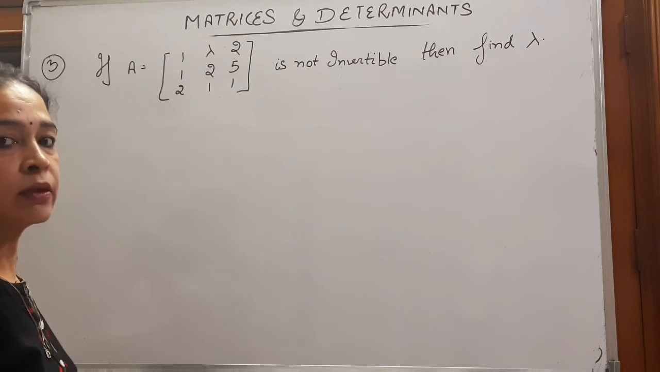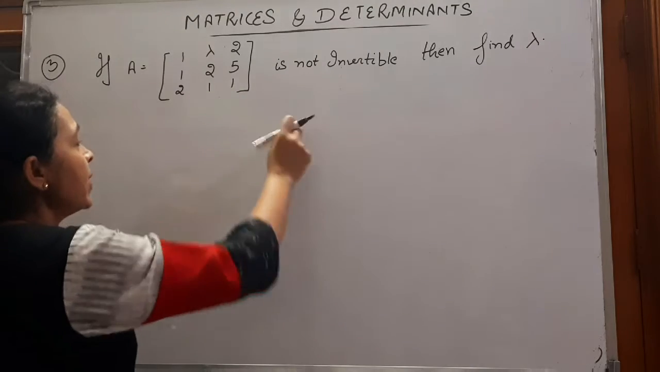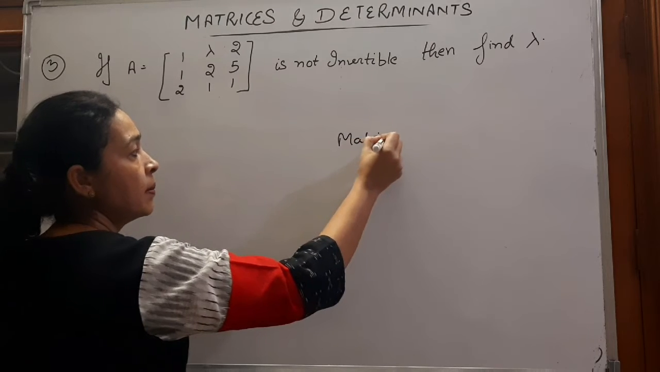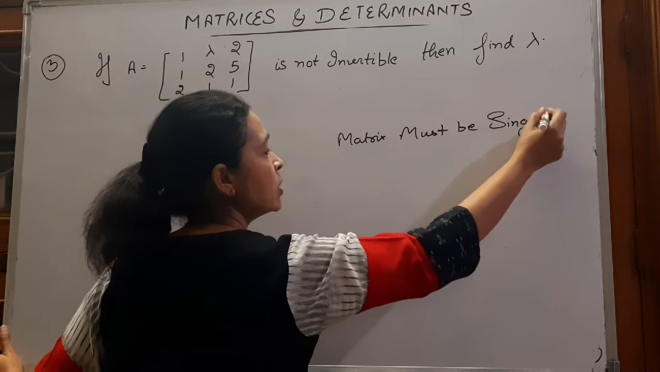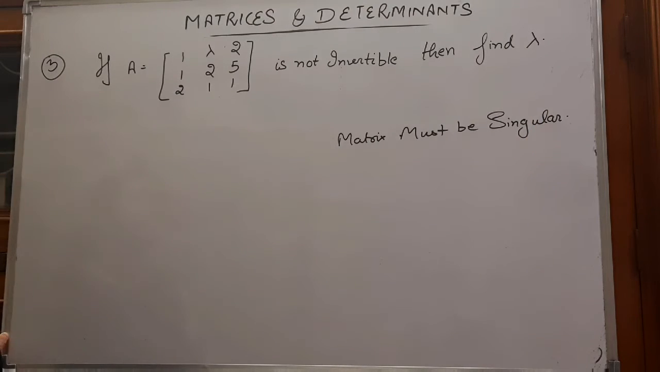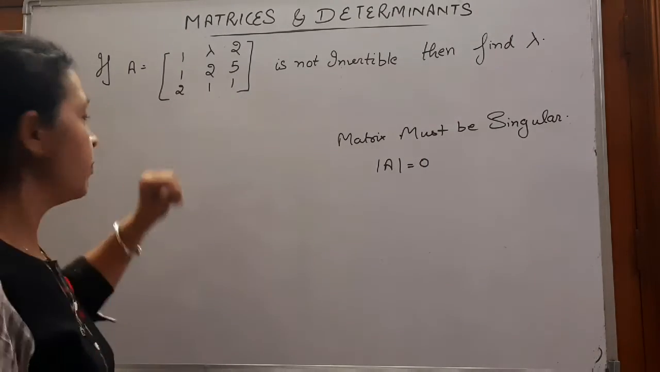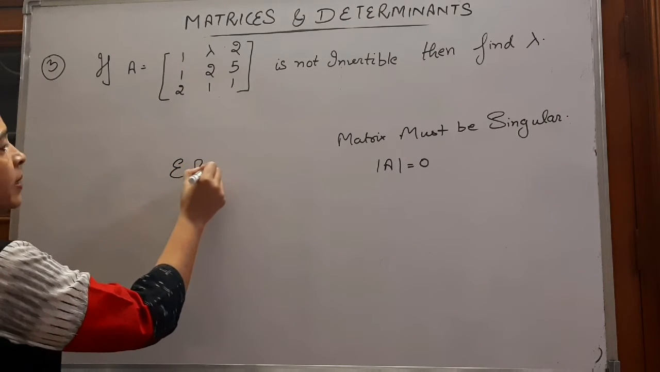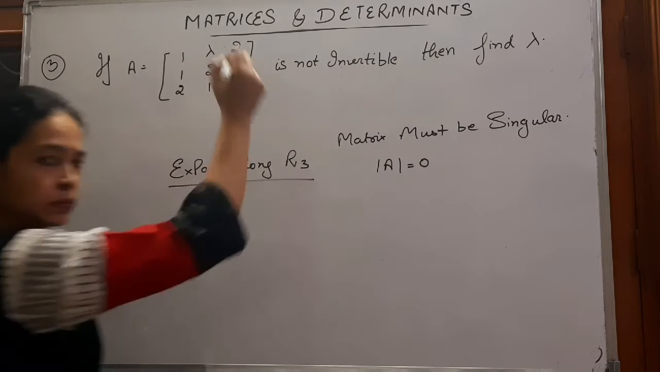Not invertible means we can't find the inverse of this matrix. If we can't find the inverse of this matrix, it means the matrix must be singular. We can't find the inverse of a singular matrix. This is invertible, not invertible. It means the determinant must be 0. We have to find the value of lambda. Let's expand, this time with R3.